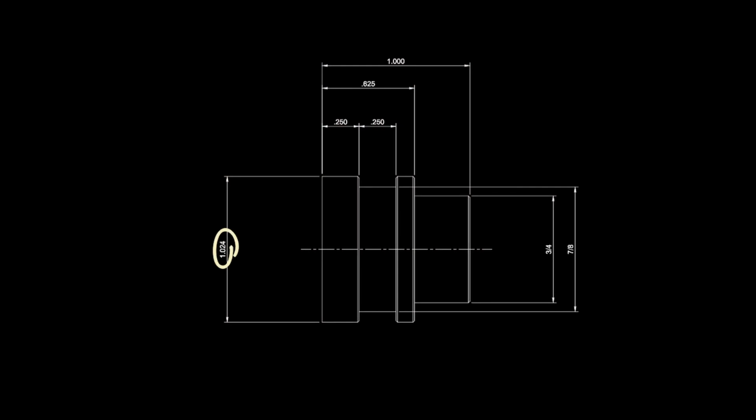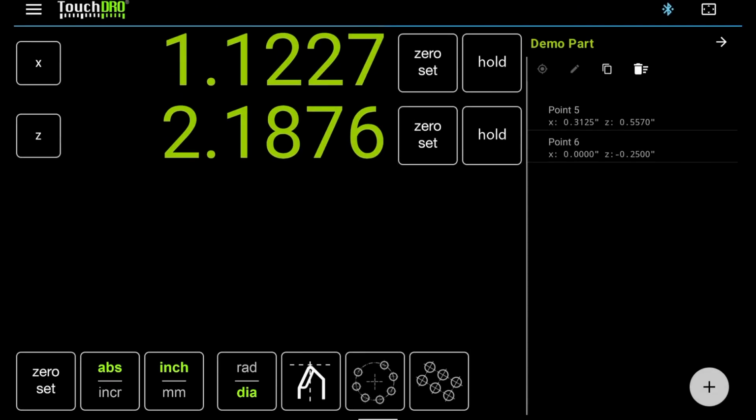Per the drawing, the outside diameter is 1 inch and 24 thousandths. We are at 1.1227, so we need to remove a bit under 100 thousandths, which brings us to the concept of working to zero. This idea is the basis of TouchDRO design philosophy. It's very simple, though. We set zero at our desired dimension and then machine towards it. Let's see how this works.